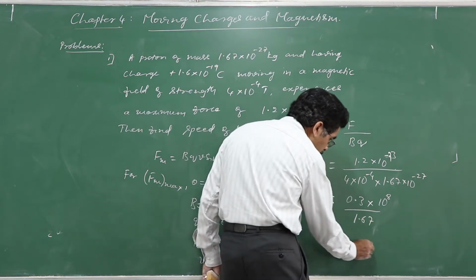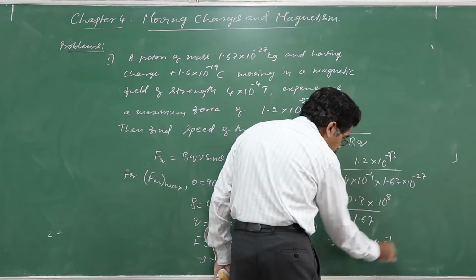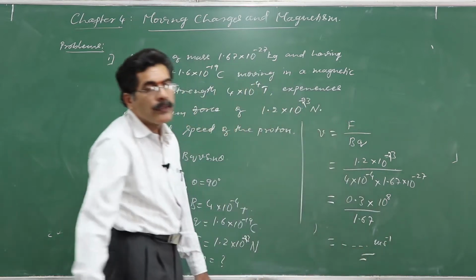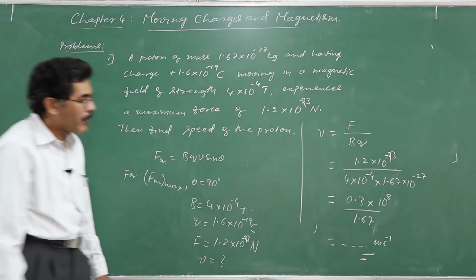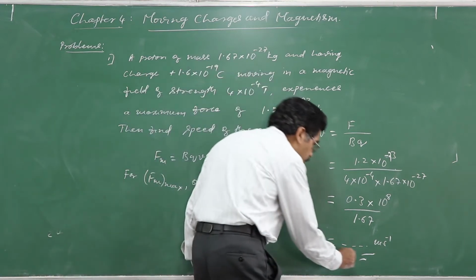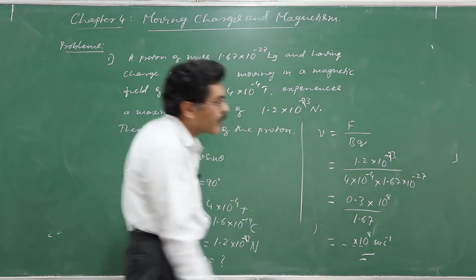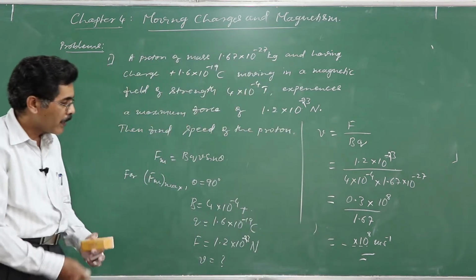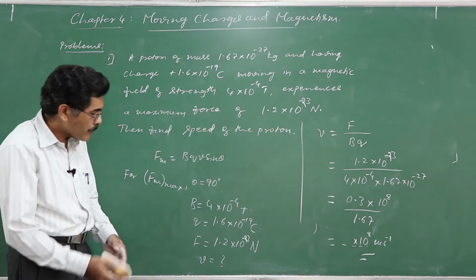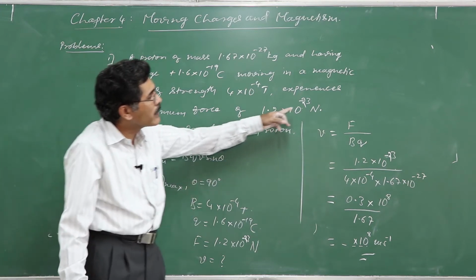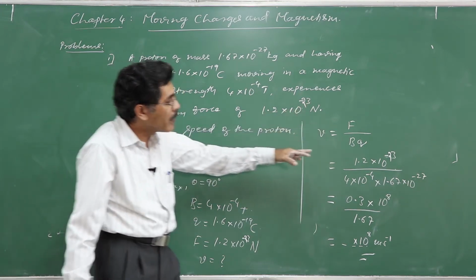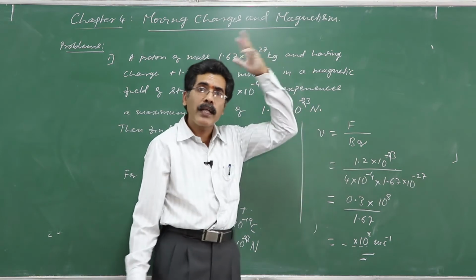You please simplify this, you will be getting meter per second. Some value multiplied by 10 raised to 8 meter per second. You please simplify and find this. Have you got this? If I keep it 10 raised to minus 3 Newton itself, you will be getting a value which is more than 10 raised to 8.